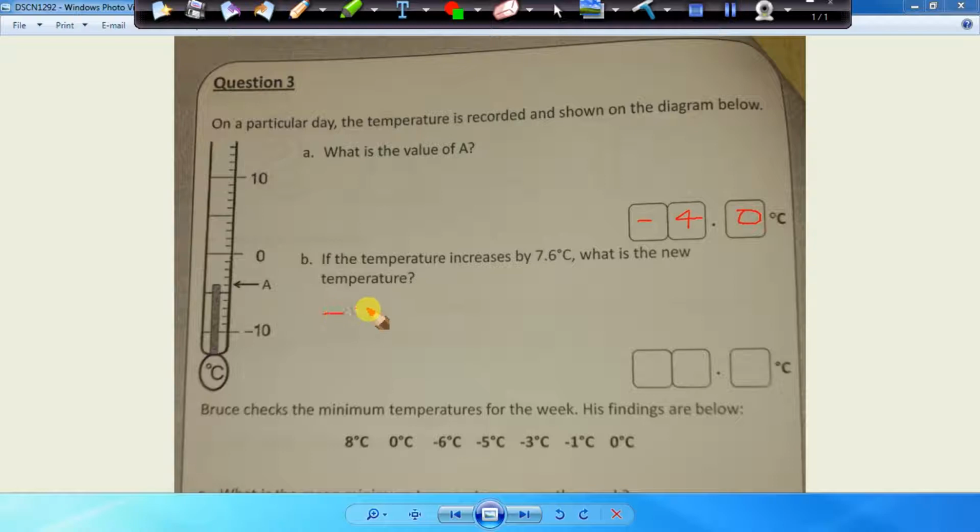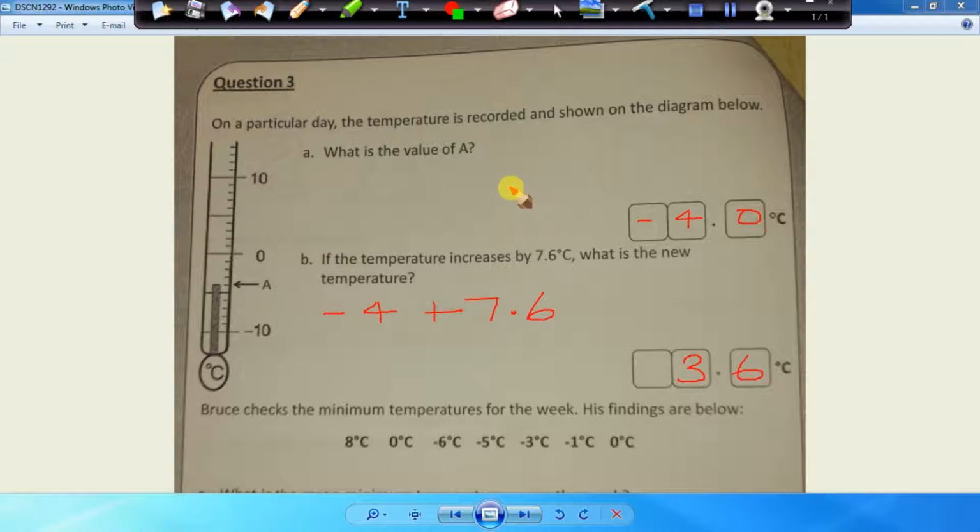So we start off with minus 4 and then we increase it by 7.6. So 7.6, and we have to minus the 4 from it. That will give us a nice and easy answer of 3.6. Excellent, lovely. Okay, part C.